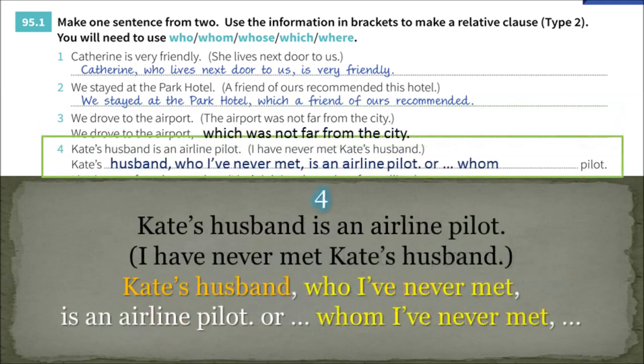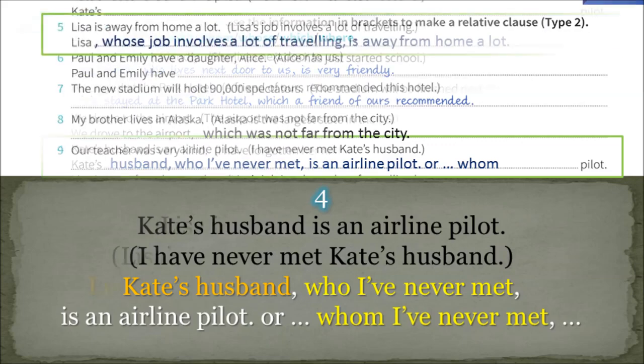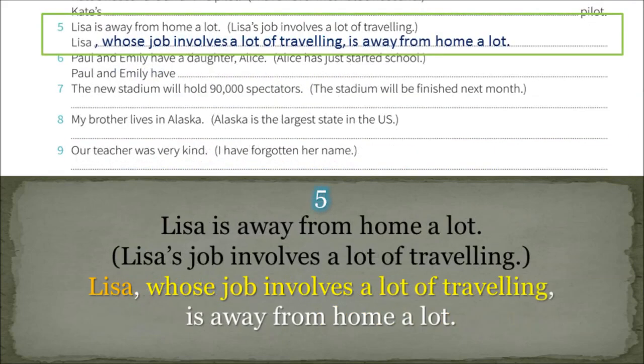Kate's husband is an airline pilot. I have never met Kate's husband. Kate's husband, who I've never met, is an airline pilot. Kate's husband, whom I've never met, is an airline pilot. Lisa is away from home a lot. Lisa's job involves a lot of traveling. Lisa, whose job involves a lot of traveling, is away from home a lot.